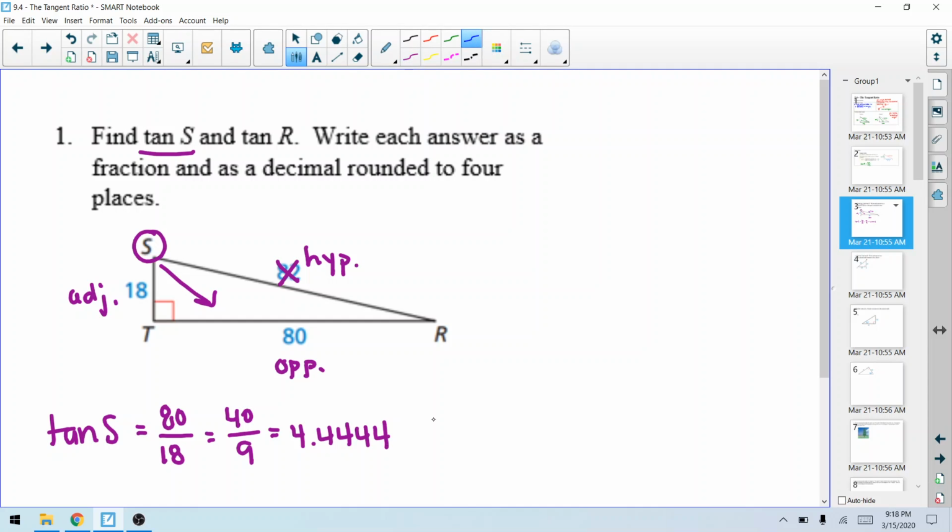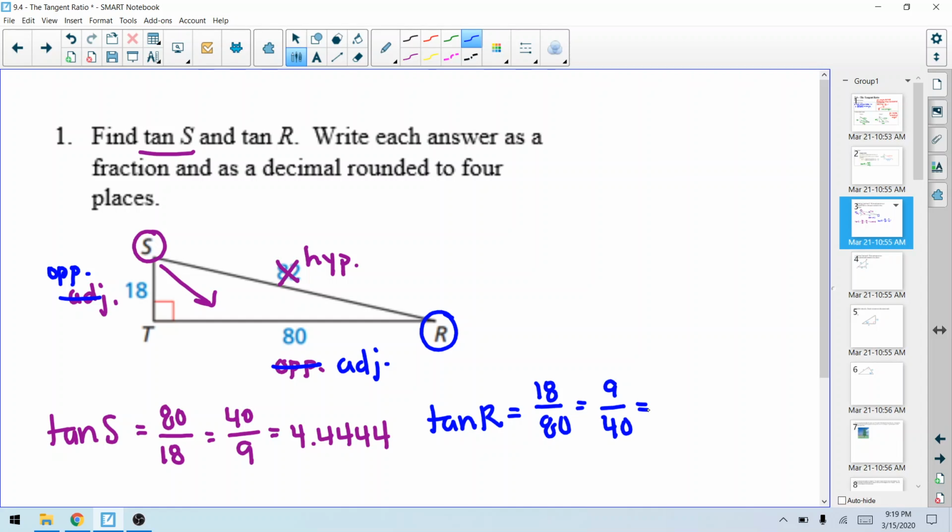Next thing I'm going to move on to is tangent of R, which changes my reference angle to over here. That is then going to change this to the opposite side, this to the adjacent side, which is going to make my tangent 18 over 80. Simplify that, 9 over 40.